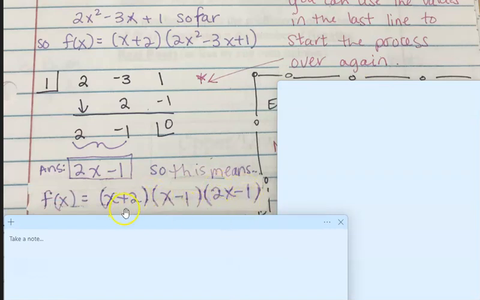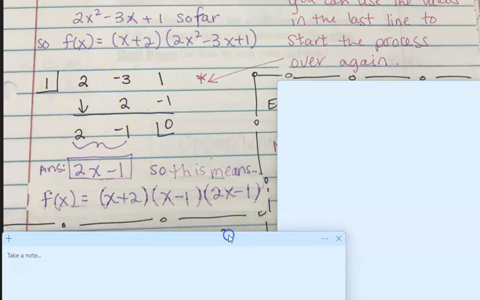The two they provided were x plus 2 and x minus 1. So if I take these two, I told you earlier that 2x squared minus 3x plus 1, I actually could have just factored from here because it was a quadratic. And if I were to do that, you truly would get 2x minus 1 times x minus 1, which means we could have bypassed this whole synthetic division process. Okay?